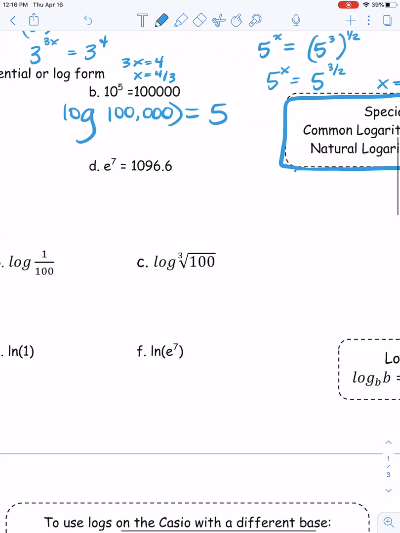Over here, because my base is e, I'm going to use the natural log of, what is the argument? 1096.6, which equals the exponent of 7.